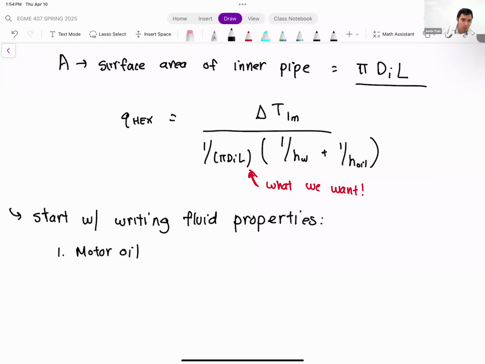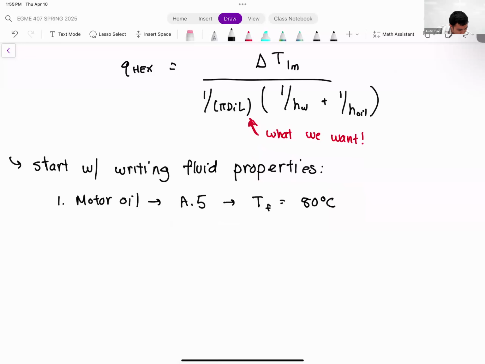And this is actually relevant for the homework as well, because the homework also uses motor oil. So for motor oil, the table in the textbook that has oil properties, this is one you'll have to use the table for because the online calculator does not have this. So motor oil is table A5 in the book, in the appendix of the textbook. Okay. And if we assume a film temperature of 80 degrees C, because we know that the oil is going to go from 100 degrees C down to 60, 80 is right in the middle of that, we get the following properties.